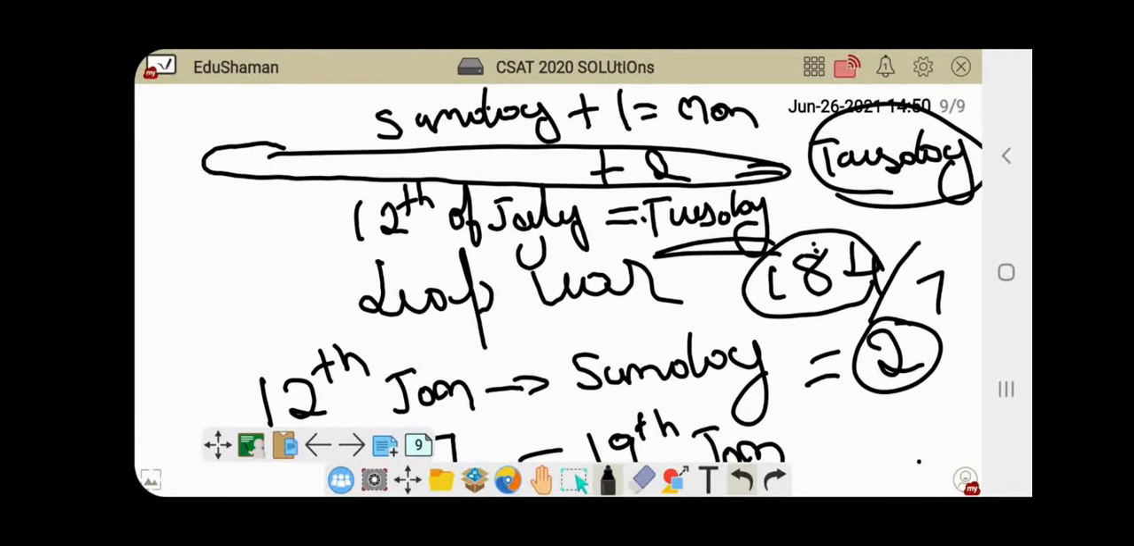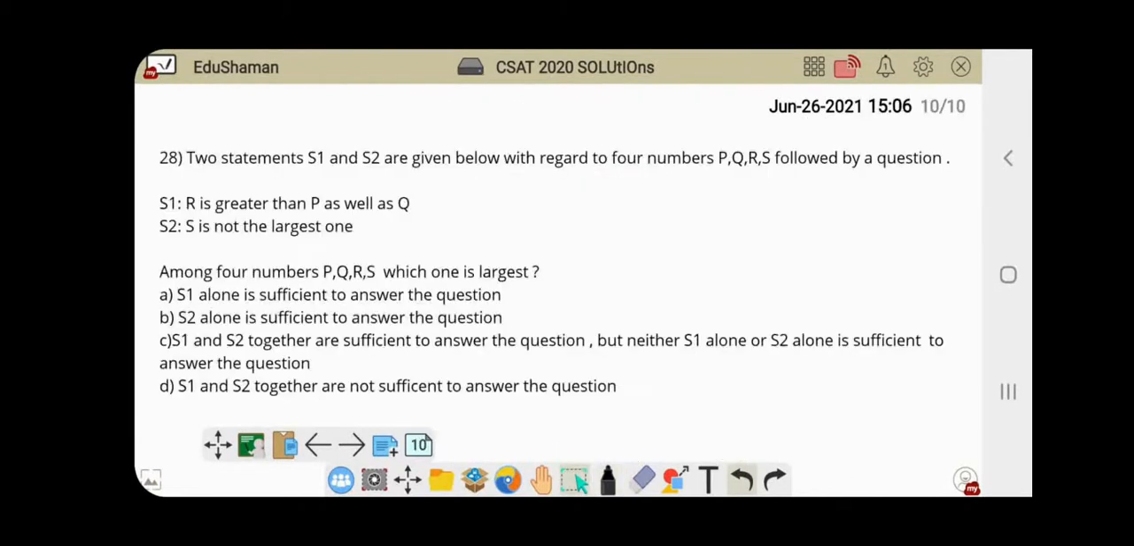Okay, let's go to the next question. Let's go to the 28th question. Two statements S1 and S2 are given below with regard to four numbers P, Q, R, S followed by a question. The statements are S1, R is greater than P as well as Q. S2, S is not the largest one. So we have to find out among four numbers P, Q, R, S, which one is the largest.